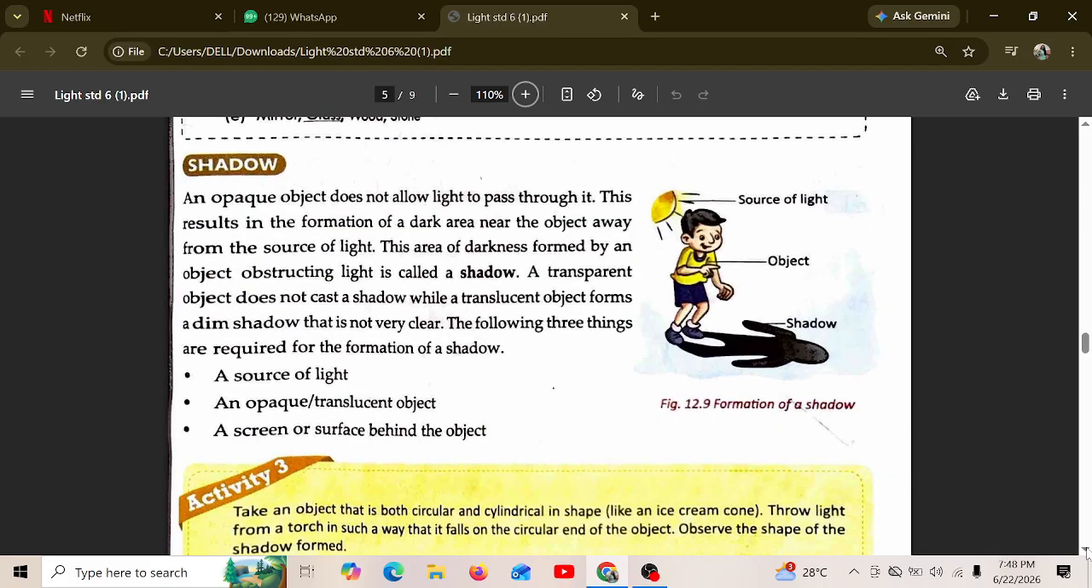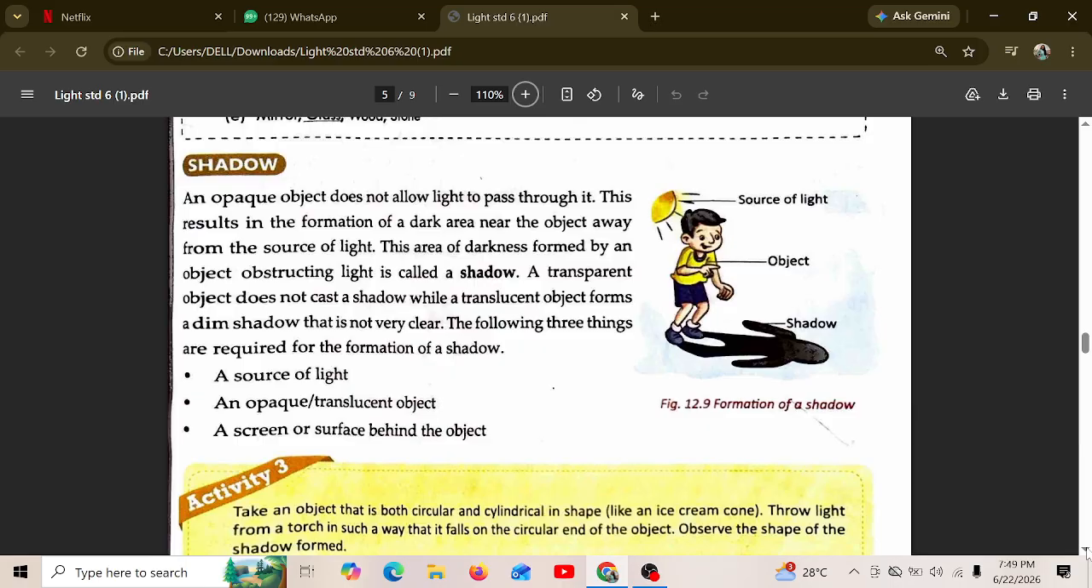Thank you, children. We will be continuing with shadow in our next video. Until here we have studied the sources of light: natural sources of light and artificial or man-made sources of light. We have studied the 2 types of objects: luminous, the objects which have their own light, and non-luminous, the objects which reflect the light from luminous objects and do not have light of their own. Then we discussed transparent, translucent and opaque objects.